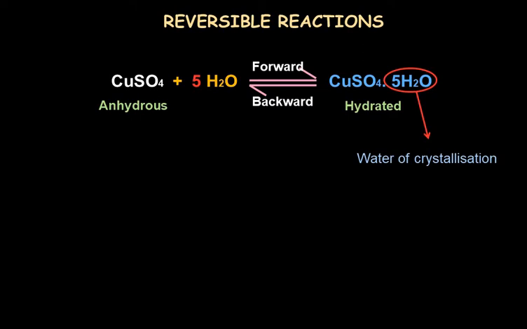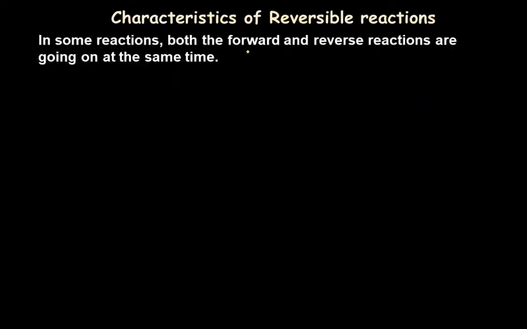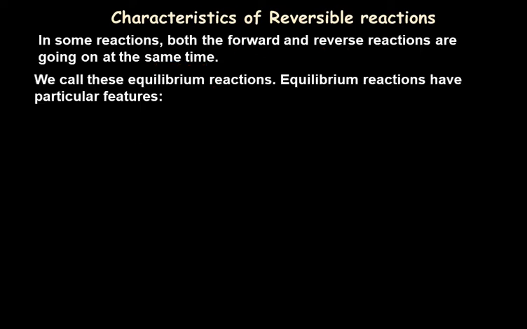But with this reaction, both the processes are not happening together. But then there are some reactions where forward and reverse reactions can go on together at the same time. So you can say that the forward and backward reactions are happening together. And when these reactions happen together, we call such reactions equilibrium reactions, and equilibrium reactions have particular features. So let's have a look at these features.